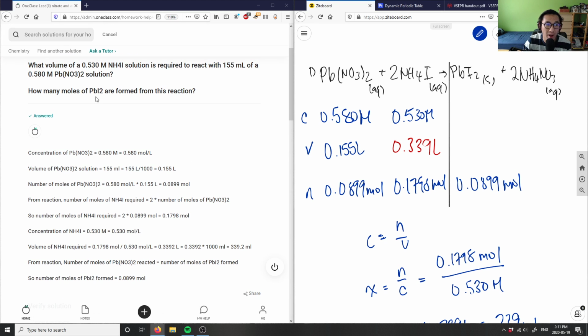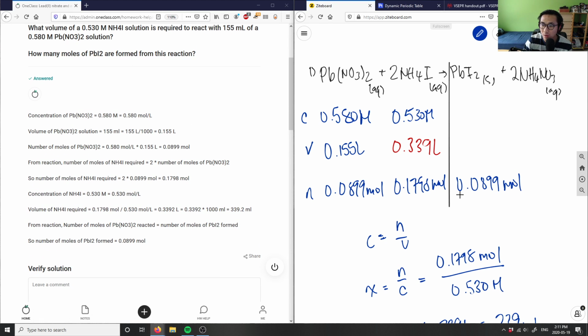So again, I want how many moles of PbI2 are formed in this reaction. Well, I know that it's going to be 0.0899 moles, which are formed in this reaction, because the coefficient here is 1, and it's simply a 1-to-1 ratio. I should have written this in red because this here is my answer: 0.0899 moles. So these two are my solutions. Part A is 0.339 liters are needed, and I also form 0.0899 moles of lead iodide.